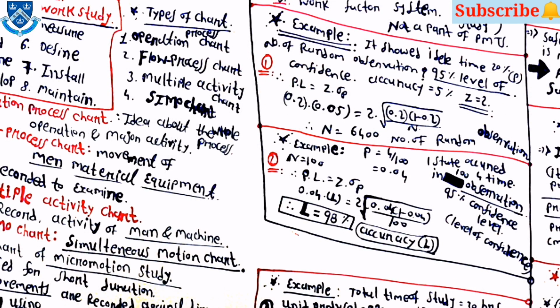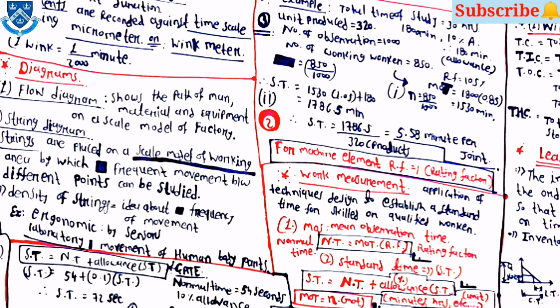Two examples are there for the above equations, in which we have to use P into L is equal to Z into sigma P, and then you can find the value of N. Similarly, in the second example, you have to find the value of L, the level of accuracy.